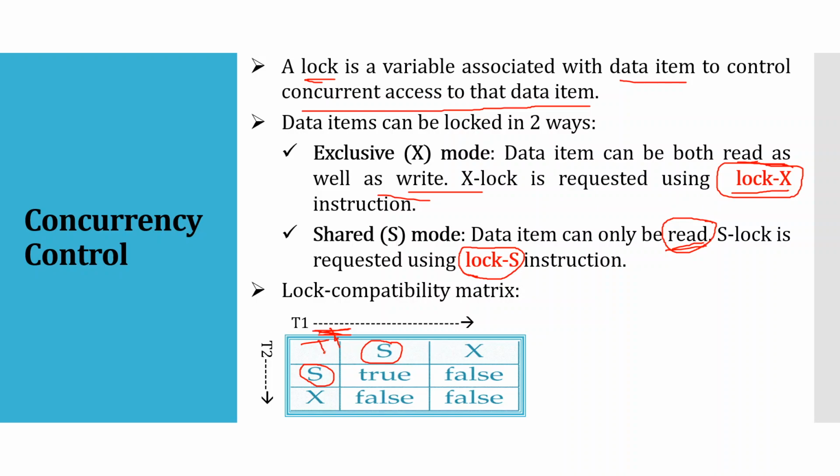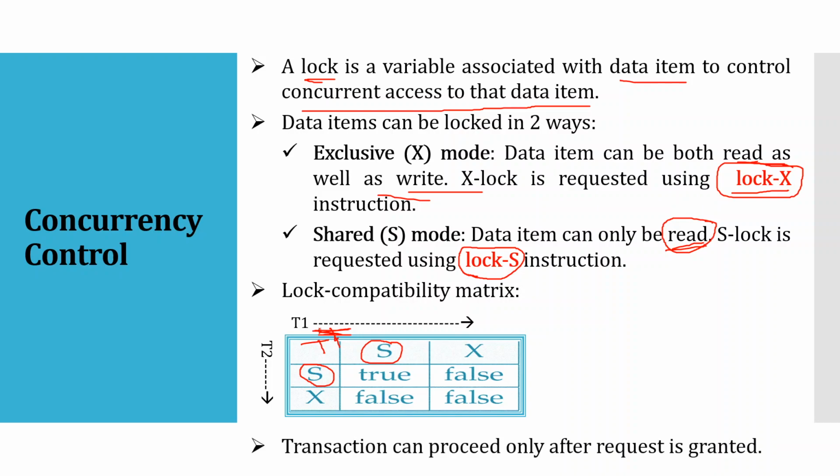If two different transactions want only a shared lock on one particular data item, it will be allowed. But if two different transactions want two different types of locks on the same data item, then they won't be allowed. That is what this compatibility matrix says, right?